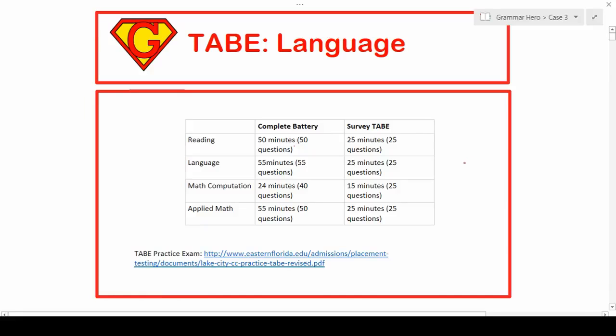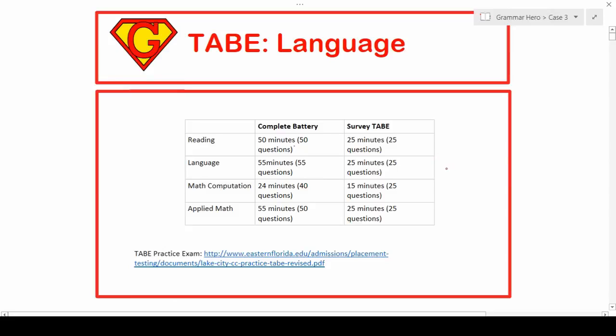I am going to go through the language section of the TABE exam with you. As I go through that section with you, I am going to point out some tips that will help you become very successful on this part of the exam.